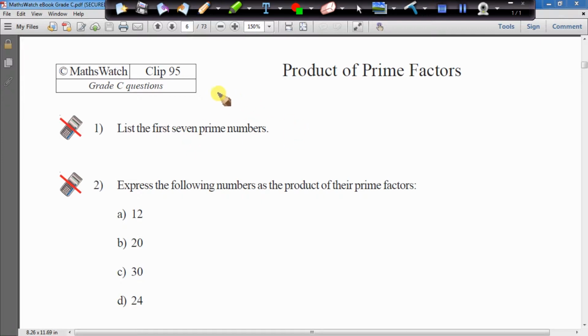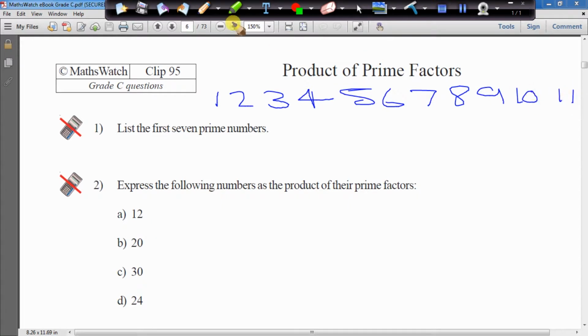Let's write down the first couple of numbers on the number line, and then we're going to circle or highlight the prime numbers. Okay, now highlight the time. Is 1 a prime number? Put your hand up if you think 1 is a prime number. Good. 1 is not a prime number because it only has one factor.